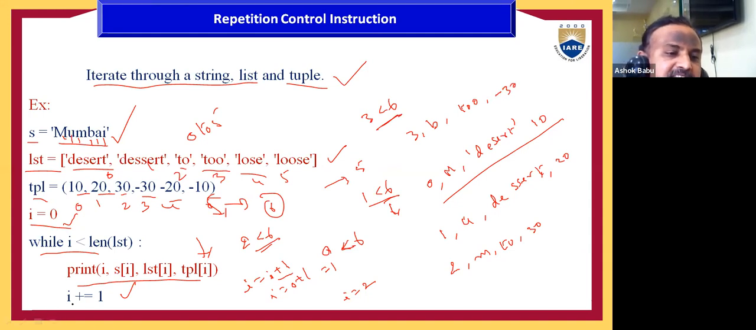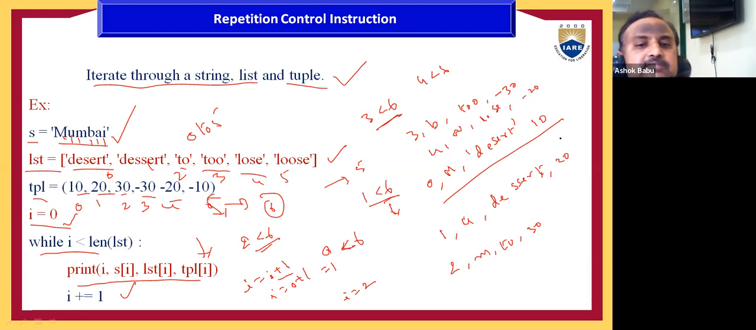Again it comes to I plus equal to 1. Now the new I is equal to 4. 4 is less than 6. When 4 is less than 6, it will print 4 comma S of 4, which is A, comma LOSC, comma minus 20. Like that, again I is incremented. Next I value is 5. 5 is less than 6. It will print the output. Again I is incremented and I becomes 6. 6 is less than 6 is wrong. Therefore, it will quit from the program.